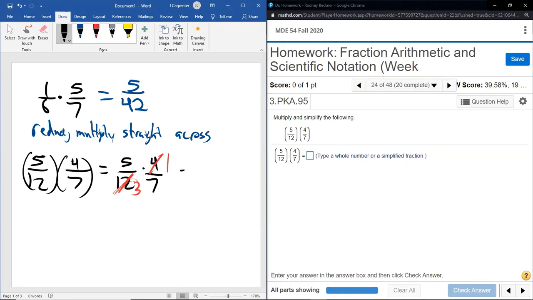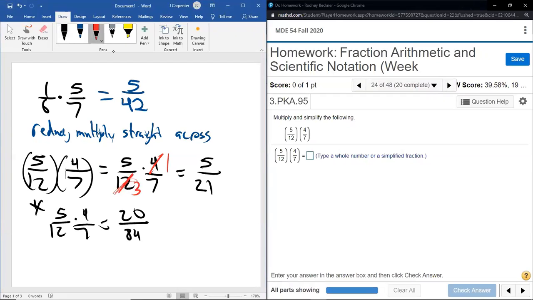So 5 times 1 is 5, over 3 times 7 is 21. Now, if you had done it the other way I mentioned, if you said 5/12 times 4/7, 5 times 4 is 20, 12 times 7 is 84, and then you could go, oh, well, 4 goes into both of these. 4 goes into 20 5 times, and 4 goes into 84. Guess how many times? You're right, it's 21.